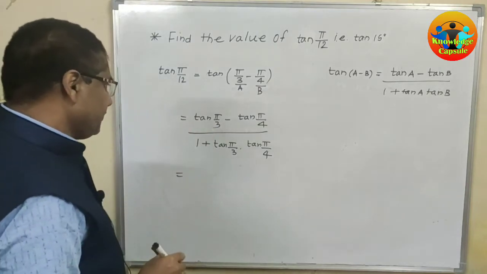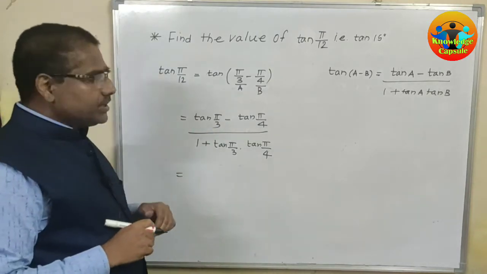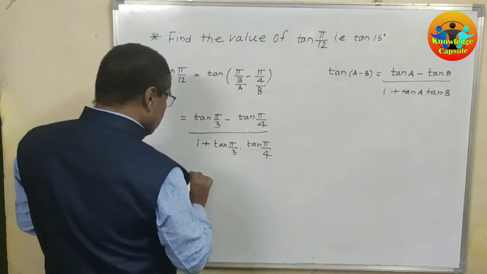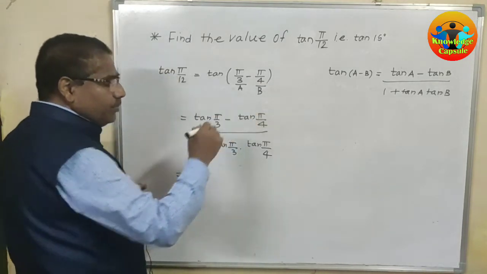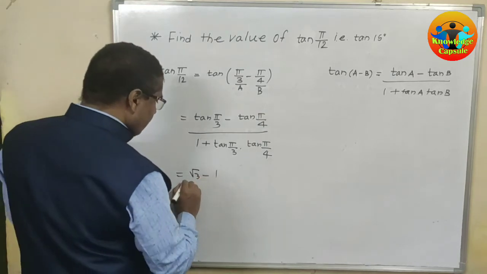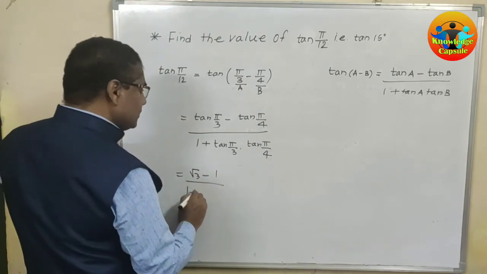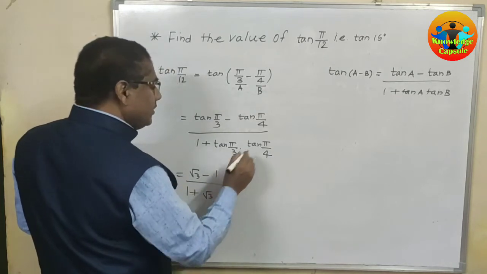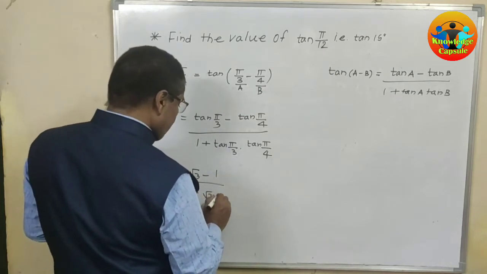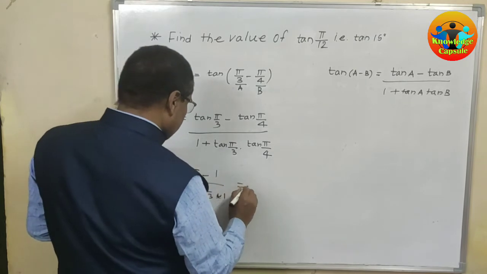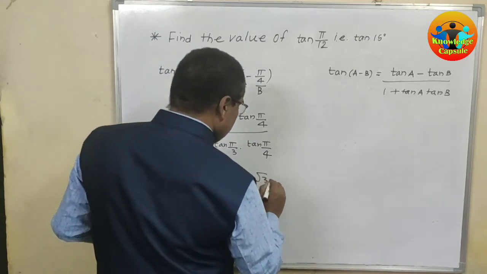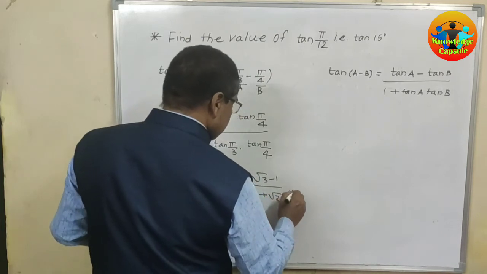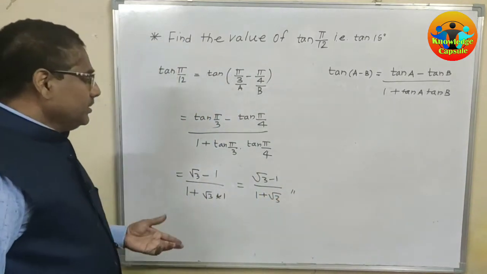Tan 60 value is sin 60 by cos 60, that is root 3. Tan 45 is 1. Plus tan 60 is root 3 into tan 45 is 1. Therefore root 3 minus 1 upon 1 plus root 3. And this is the answer.